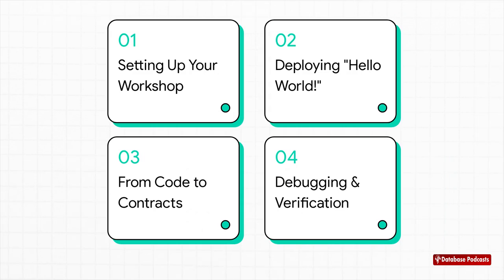So here's what we're going to cover. We'll start by getting your digital workshop all set up. Then we'll deploy a classic Hello World contract. After that, we'll dive into some really important best practices for building solid code. And finally, we'll look at how you can debug and verify what you've built.